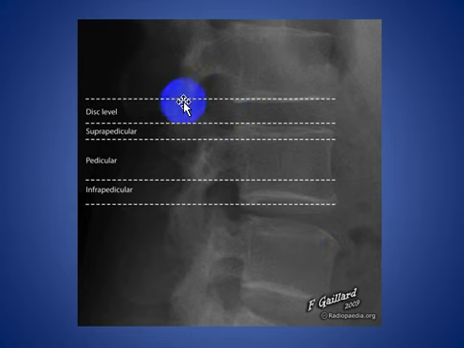As we see here, this is the disc level, and this is the suprapedicular, at the superior end plate and the superior end of the pedicle, and this is the pedicular, at the level of the pedicle, and this is infrapedicular, between the inferior end plate and the inferior margin of the pedicle.